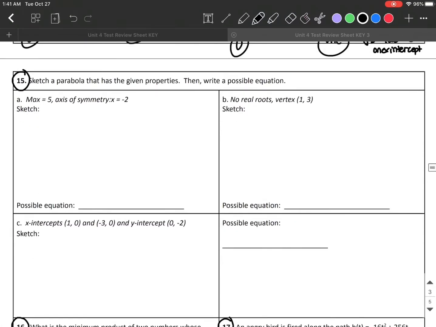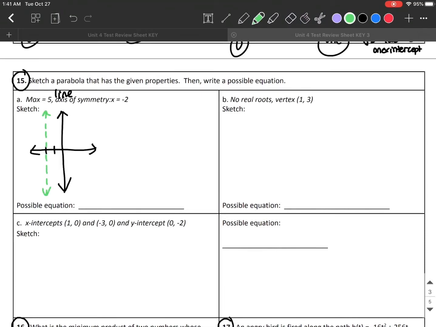All right, for number 15, I'm going to sketch a parabola that has the given properties. For the first one, I have a max of 5 and an axis of symmetry, which is the same thing as a line of symmetry, x equals negative 2. So I'm going to sketch this thing. I want a max of 5, and I want the line of symmetry to be negative 2. So I'm going to start with the line of symmetry being negative 2.